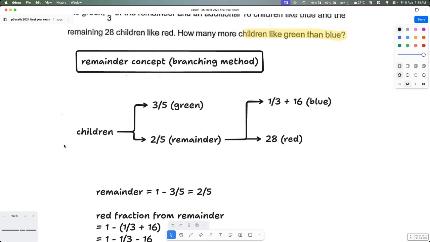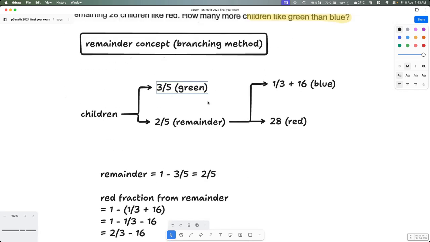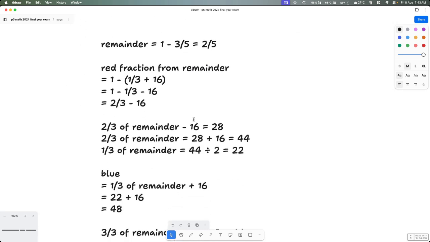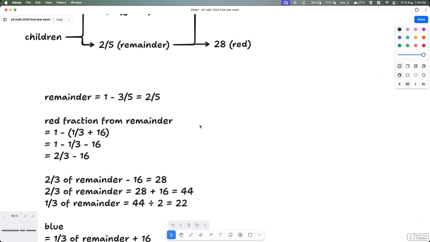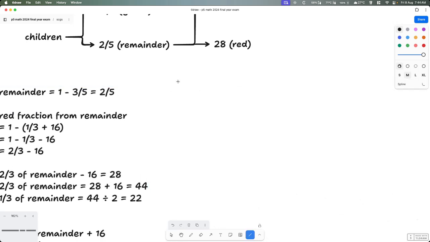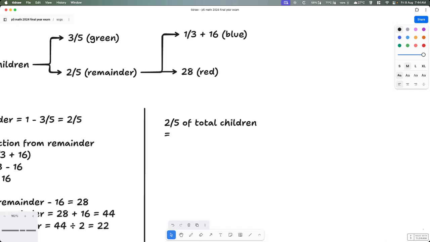Do we know green? Not yet. So 3 thirds of remainder is equal to 22 times 3. This will give you 66. So we know that the whole remainder is 66. Now we know that 2/5 of total children is equal to 66.